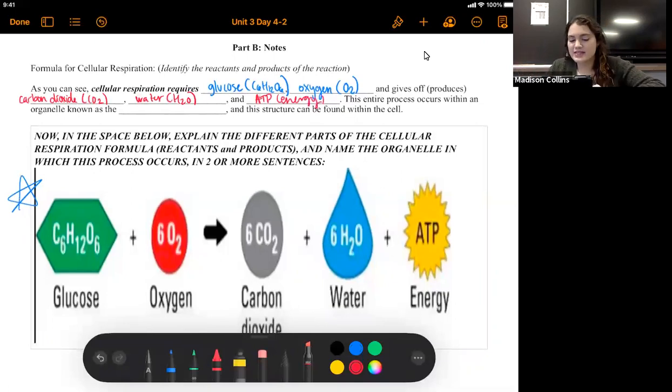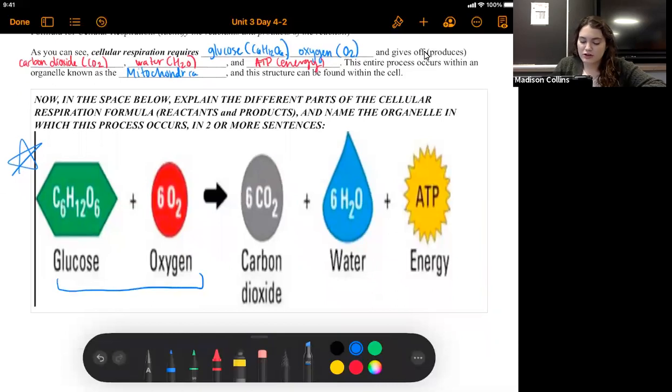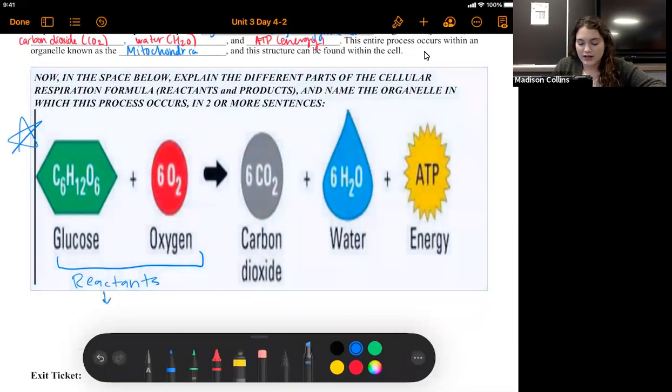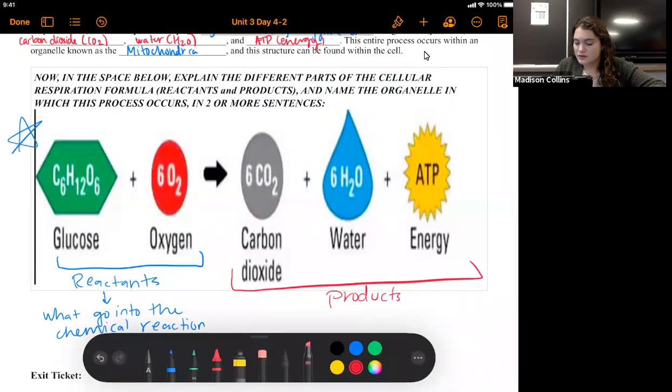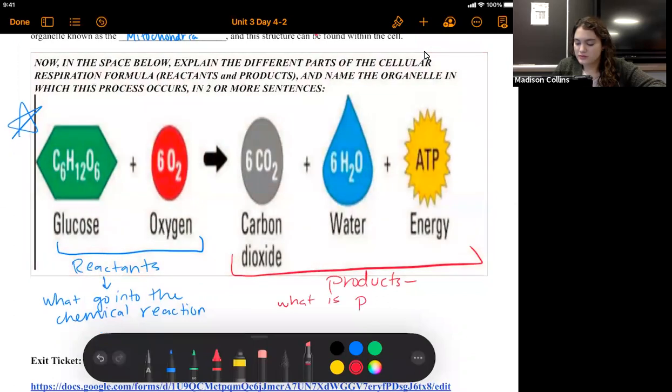This entire process occurs inside the organelle known as the mitochondria. This is the powerhouse of the cell. So that is where we produce energy in the form of ATP. And that structure can be found inside the cell. Right, so when looking at this reaction, glucose and oxygen are your reactants. When we talk about reactants, these are what go into the chemical reaction. And carbon dioxide, water, and energy are your products. So this is what is produced, or what comes out of the chemical reaction.